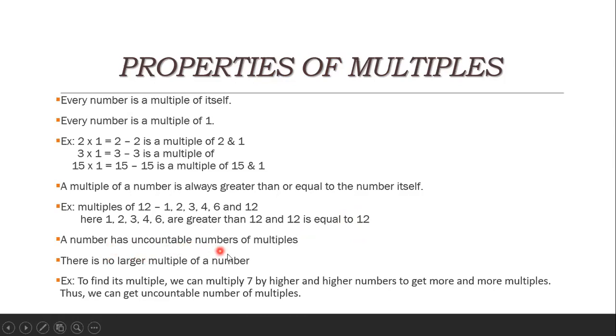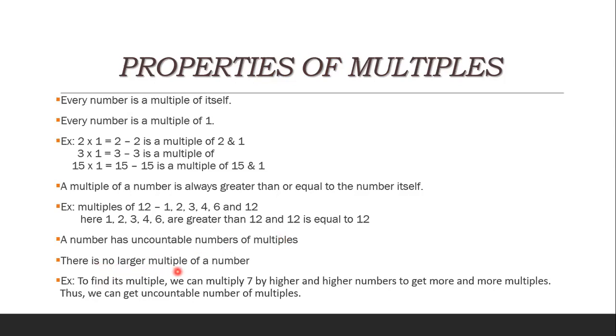Next, a number has uncountable multiples. Normally in tables, suppose you take 2, you learn 2 ones are 2, 2 twos are 4, 2 threes are 6, 2 fours are 8, 2 fives are 10, 2 sixes are 12, 2 sevens are 14, 2 eights are 16, 2 nines are 18, 2 tens are 20. Normally you learn up to 10 only. But there is no up to 10 only. There is no limit for that. So it is uncountable. Any number you can multiply with any number. So a number has uncountable multiples.